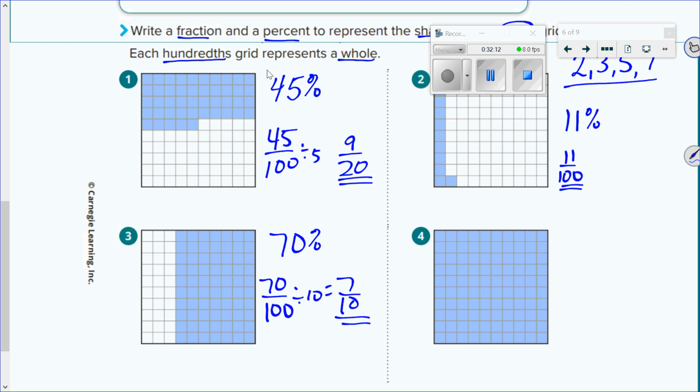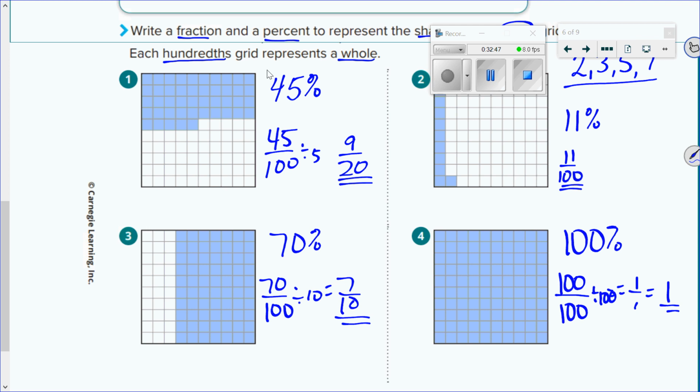What about number 4? Melinda? 100%, which came out to what? It's 100 and 100, I can divide both those by 100. Gives me 1 over 1 or 1. Remember, you have to do both. Everybody good?